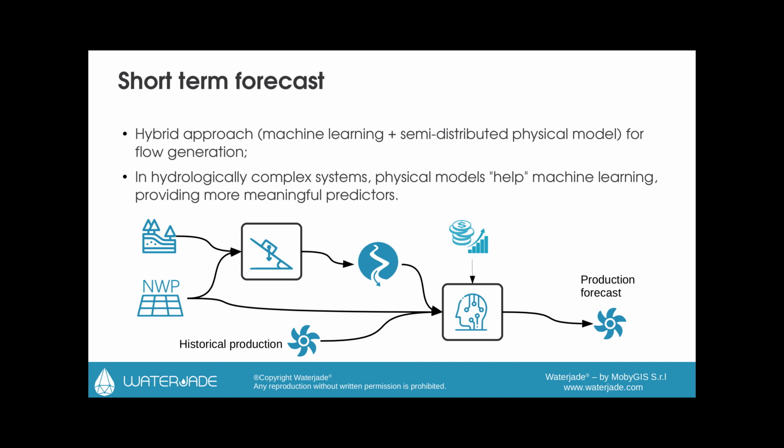To solve this problem, we used a hybrid approach, that is a mix of physical models and machine learning. The physical model was receiving as input the geomorphology and numerical weather forecast, and was giving a first tentative discharge forecast. This was given to the machine learning algorithm together with historical production, and this algorithm was capable of producing a forecast of production for the next days.